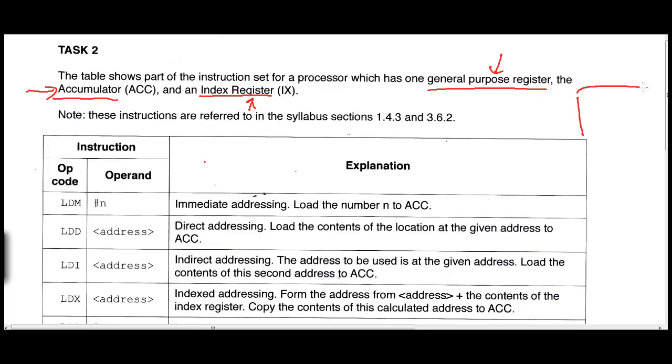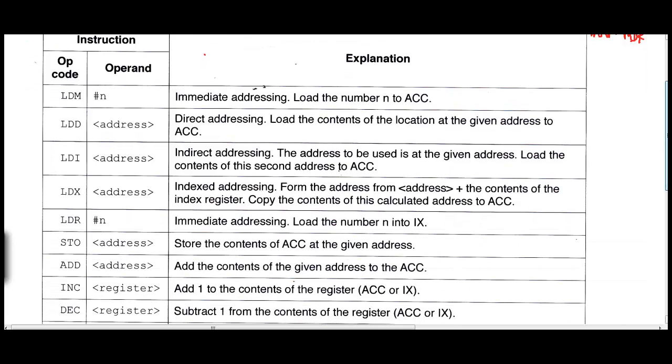So if you remember what the CPU looks like, the CPU has many special purpose registers like the program counter, like the MAR, like the MDR, but the only general purpose register is what? The accumulator, and we only have a single accumulator in our CPU, and for this scenario we also have a single index register within the CPU. So that's the information that has been provided. Okay, let's take a look at the different instructions.